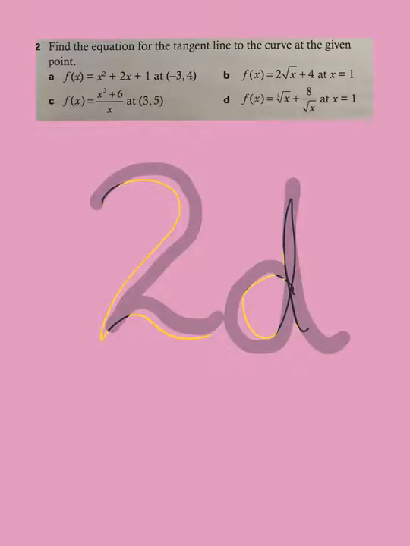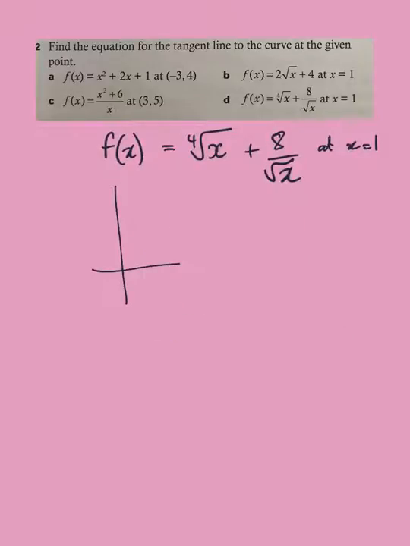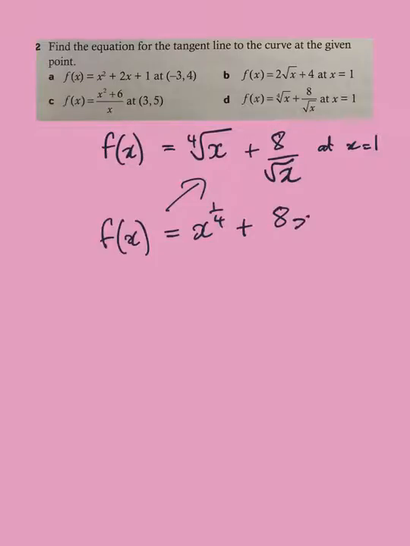Question 2D. Well, this is a super interesting looking curve. It's going to look something like that somewhere. Anyway, it looks like a mess, but there's no need to get your knickers in a twist, because you can just rewrite this in a more friendly way for differentiation. So this is just x to the 1/4. Whoops, not negative. What am I talking about? x to the 1/4 plus 8x to the negative 1/2. Okay, now we're talking. Because remember, this is just x to the 1/2, but it's on the bottom, so it's negative.